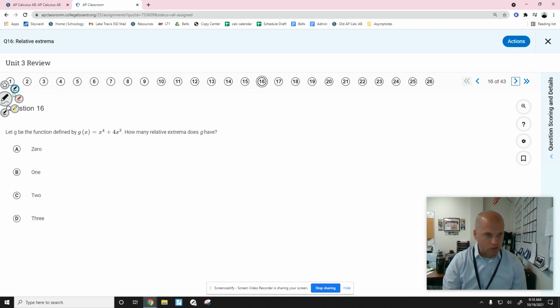How many relative extrema do we have? Well, this is important to understand the difference between critical points and relative extrema. Set this equal to 0 to find your critical points. Factor out 4x squared, x plus 3. I got 2 critical points at negative 3 and 0.